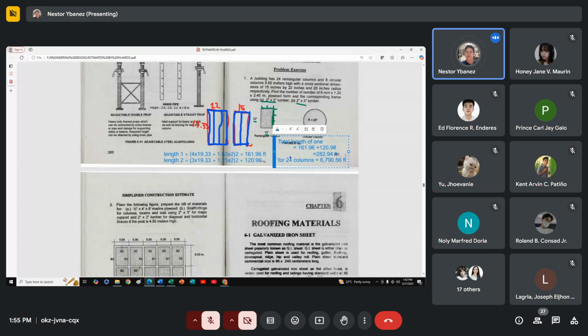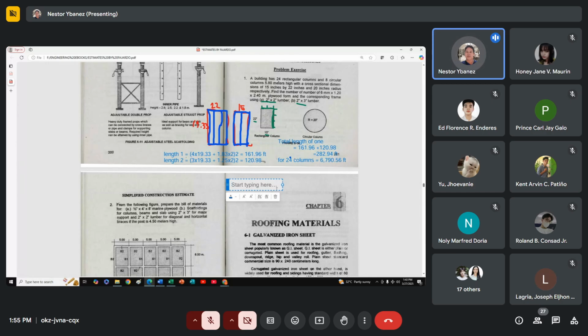6,790.56 feet. Okay. So this is the total length needed for making the frames of 24 columns. We are required to use 2 inches by 2 inches.